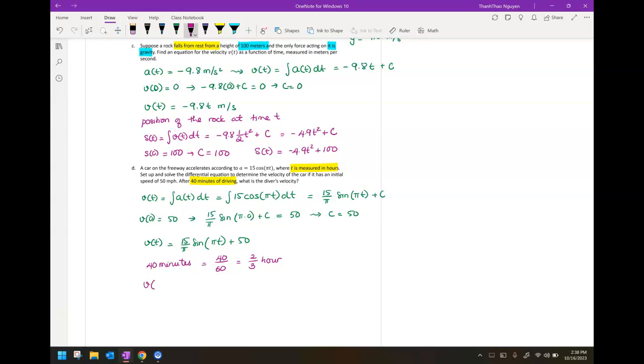So the velocity at 40 minutes, or at 2/3 of an hour, is equal to 15 over pi times sine of 2 pi over 3 plus 50. And the calculator will tell us this is 54.13 miles per hour.